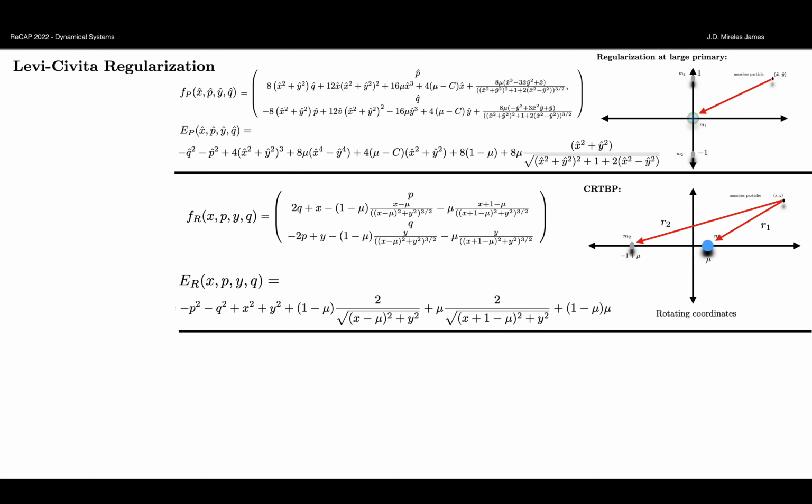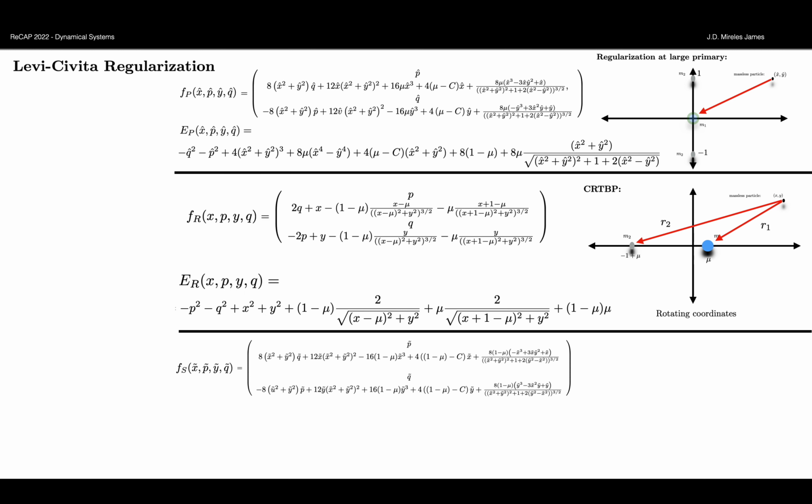Now, because of the squaring, there's a double cover with these coordinates, but this is not really a problem. It's just something we need to be aware of. And we can do the same thing at the other primary, and I can write the formulas for this. Again, the formulas aren't so important here. What's really important is that this can be done. There is some transformation that takes us from these regularized coordinates to the original coordinates and back, and we can do this at each of the bodies.